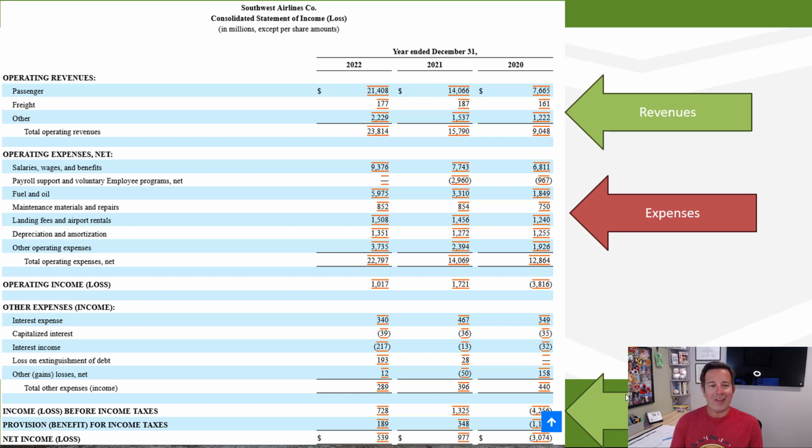And boy, we talked about the COVID pandemic a few times in here and the effect it had on companies in 2020. Look at that. $3 billion net loss for Southwest Airlines in 2020. Recovered a little bit in 21 and 22 there. So big losses there in 2020.